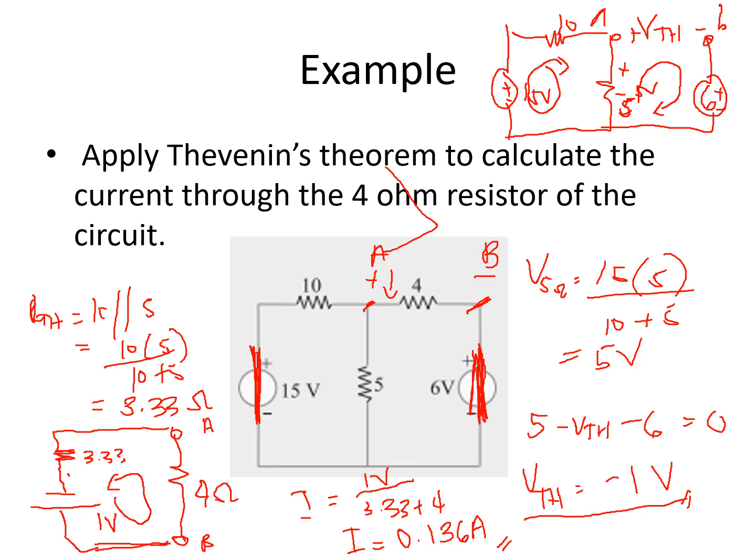Okay? So you remove first your 4 ohms, then at the open circuit, you solve for the VTH there, and then you remove the sources, then you solve for the RTH, and then you combine your VTH in series with your RTH, and then you bring back the 4 ohms, and you can easily solve for the current. So as simple as that. Okay? So let's have another example.